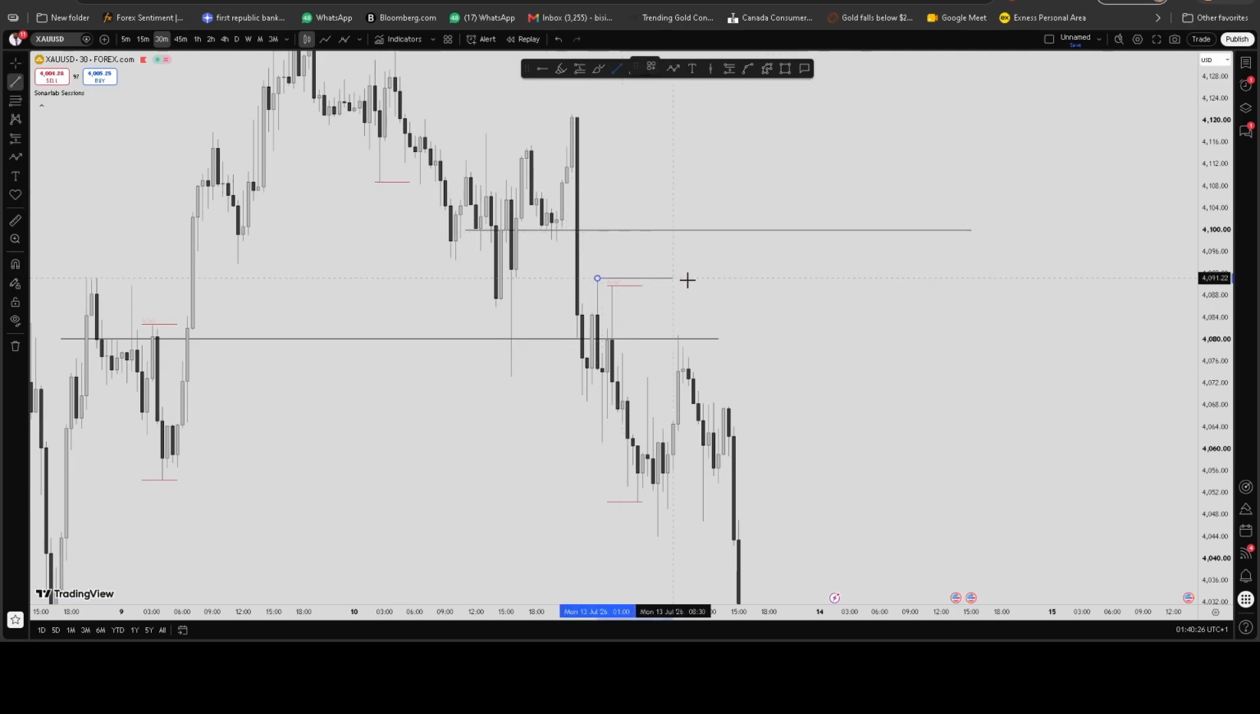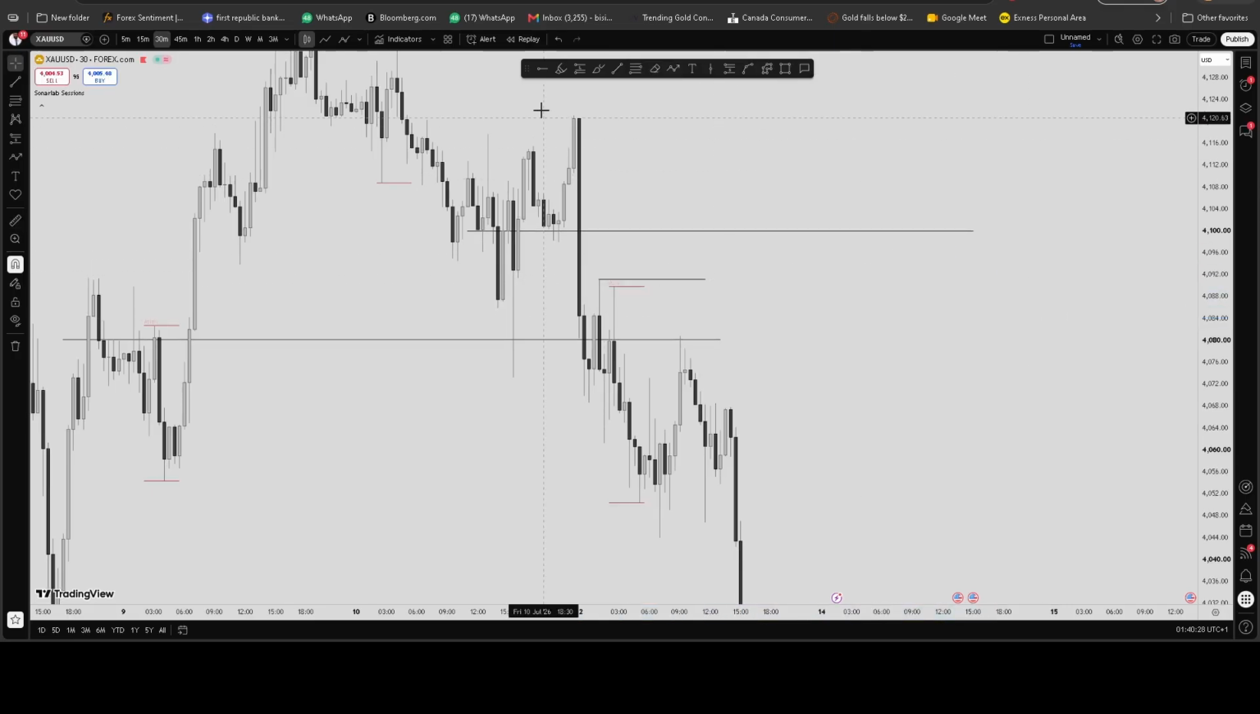Why? Because it has a liquidity after taking out this high. This is a sweep of liquidity and we have a break of structure right here, and this was the first pullback. And also we have Asian liquidity, which was a higher probability setup for price to come here and sell.